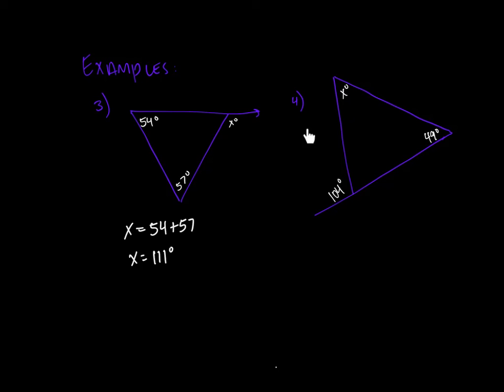In number 4 here, we see that we have x as an interior angle, and we know one other interior angle. We're missing one of the interior angles, but we have this exterior angle. That exterior angle, which is 104, is equal to the sum of the two remote interior angles, which are x and 49. So to find the value of x, we subtract 49 from both sides, and that gives us 55 equal to x.